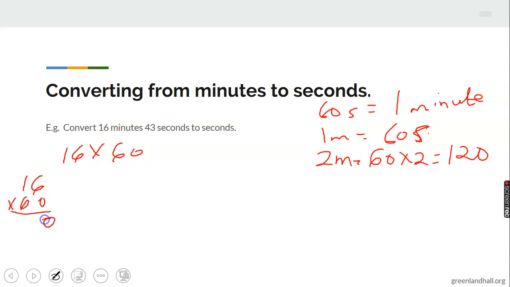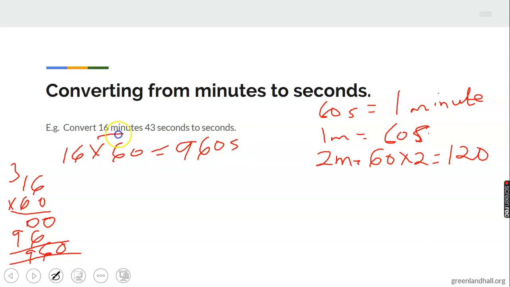Look at this one. 0 times 6, 0. 0 times 1, 0. Look at the other one. 6 times 6, that's 36. You carry your 3. 6 times 1, 6, plus the 3 you have carried, that's 9. So what do we have? 0, 6, 9. Can you see that? So you have 960. Pay attention. So 16 minutes is already 960 seconds, right?